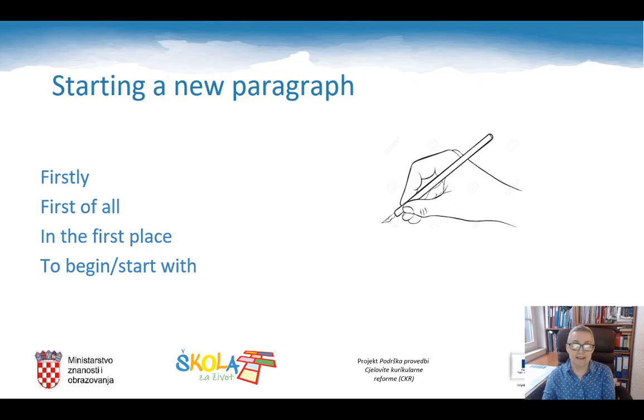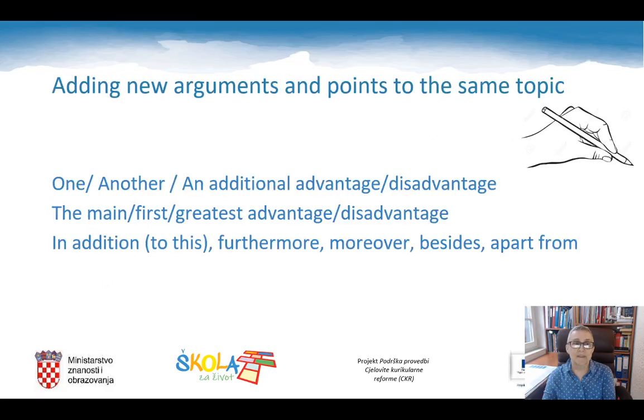So to repeat once again, which connectives are especially useful when starting a new paragraph? Firstly, first of all, in the first place, or to begin or start with. Different ones are used to add new arguments. One, another, an additional advantage or disadvantage. The main, the first, the greatest advantage or disadvantage. In addition, furthermore, moreover, besides, apart from.